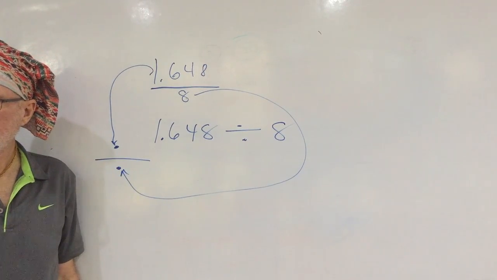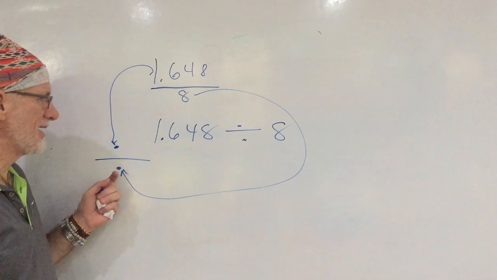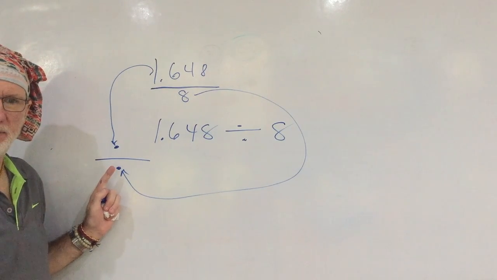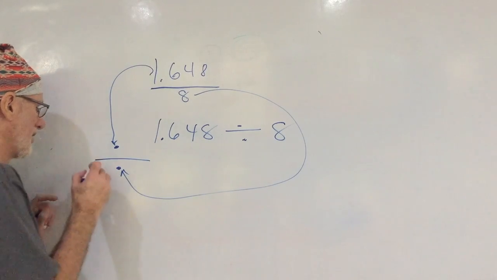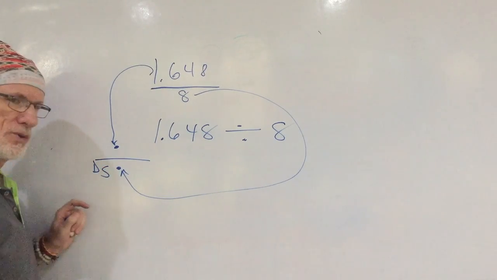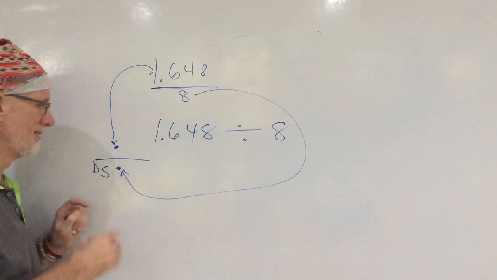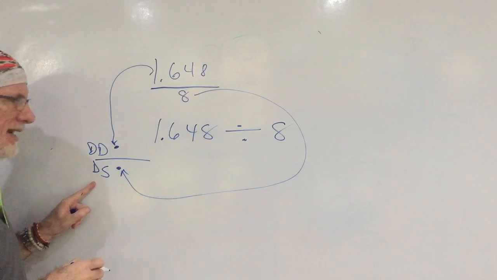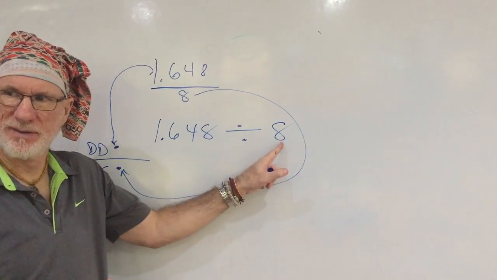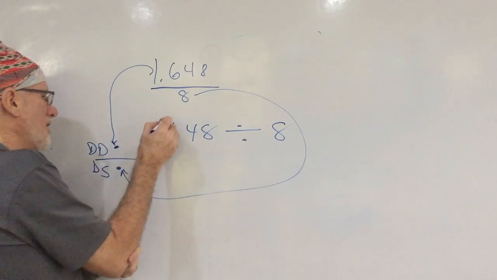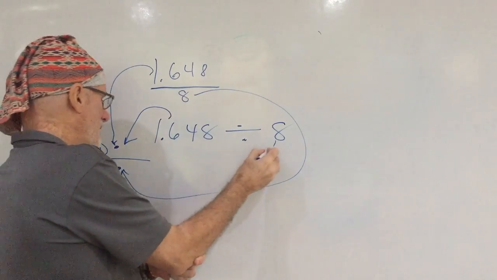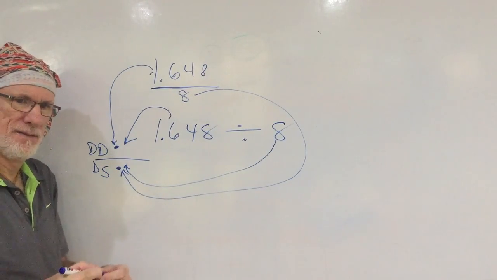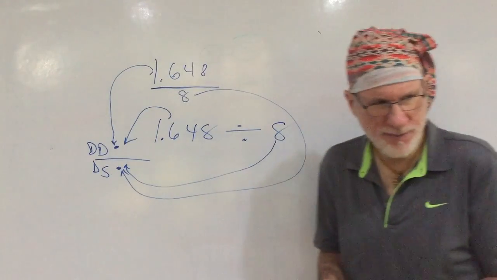Which one is the divisor? The bottom one. Which one is the dividend? The top one. Dividend, divisor. So this goes here, and this goes here. You get it? Easy? Are you all right with that?